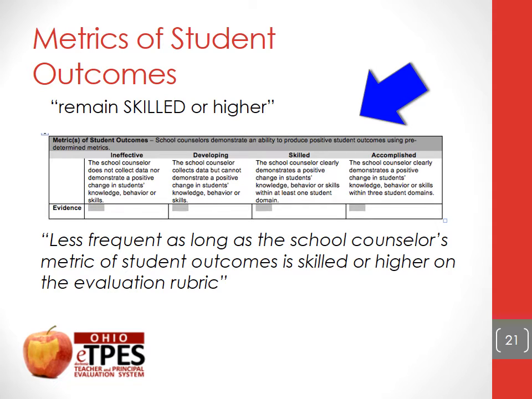When available, in order for a school counselor to be evaluated less frequently, the metrics of student outcomes must remain at skilled or higher on the Ohio School Counselor Evaluation System rubric. The school counselor must have metrics of student outcomes every year.